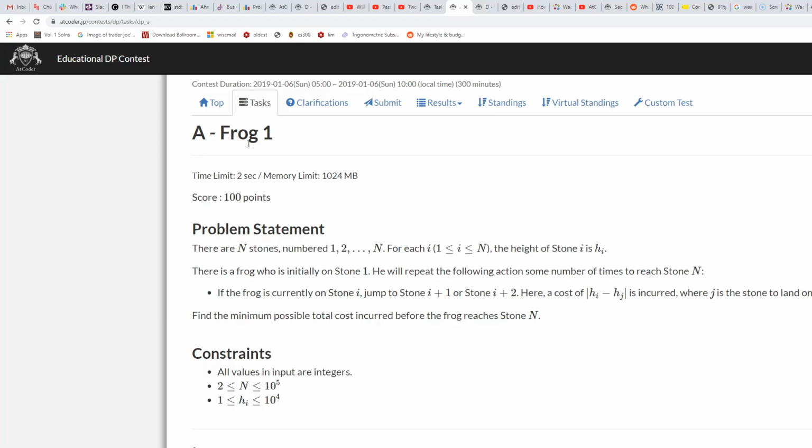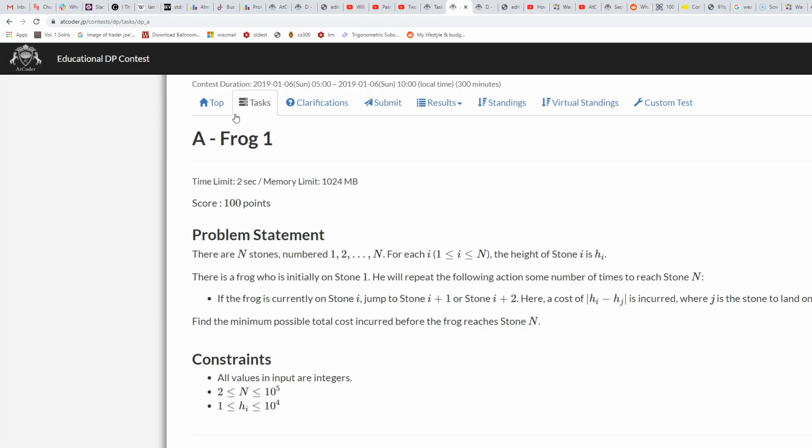First question we're gonna do is called Frog 1. Basically, you have a frog, and he just starts on a stone here. Always starts on stone 1, and at each step he can jump either 1 or 2 steps. So from stone 1 he can get to stone 2 or 3, and from stone 2 he can get to stone 3 or 4.